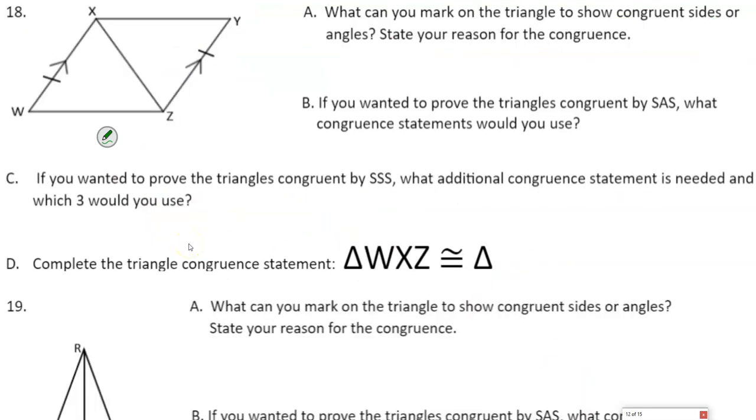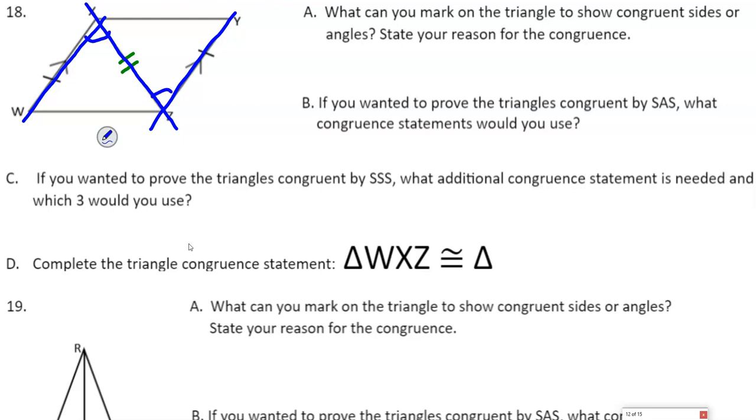This one says, what can you mark on the triangle to show congruent sides or angles? State your reason for the congruence, okay? So on this one, I want to show you, it shows us that there's a side congruent, and we got the shared side, right? So that would be what we would state. Okay, then notice that we have, again, parallel sides, and our diagonal is going to be our transversal, right? So then we have those angles.